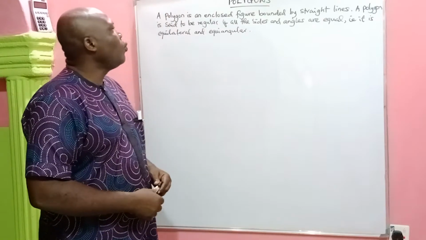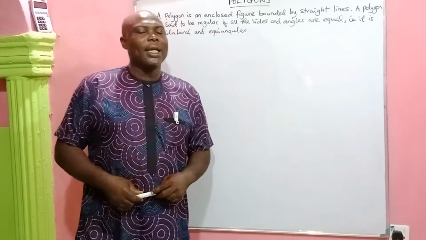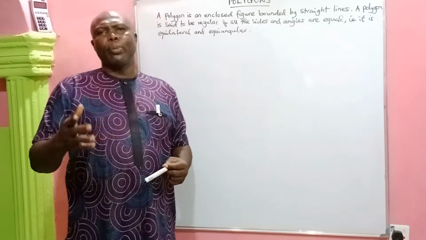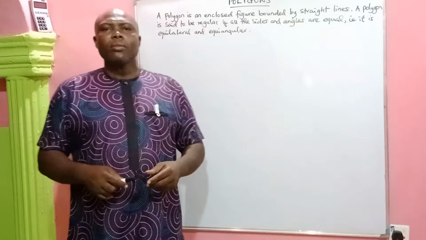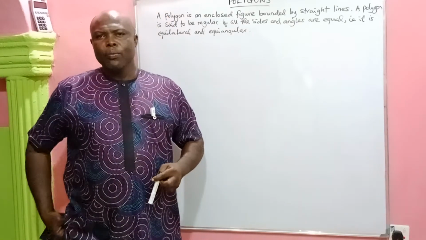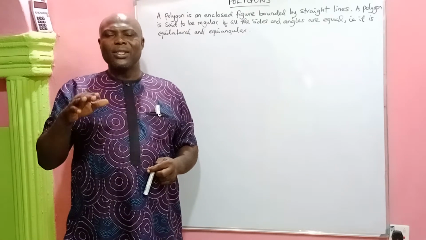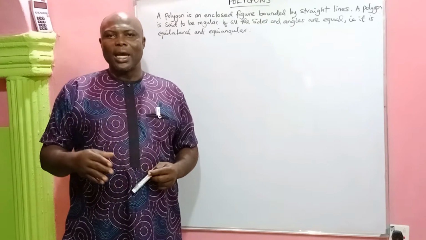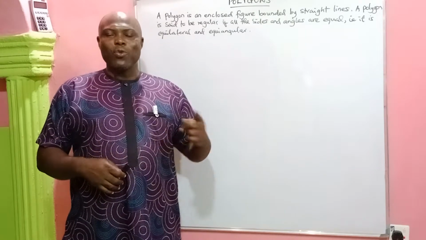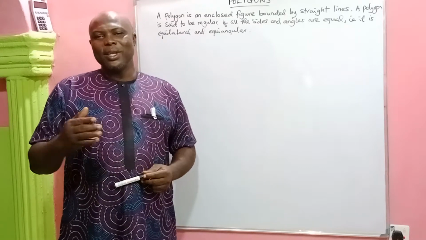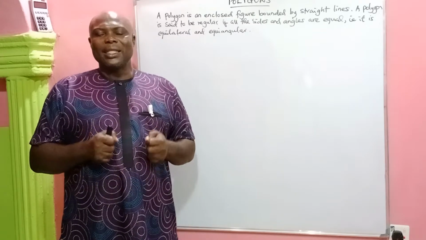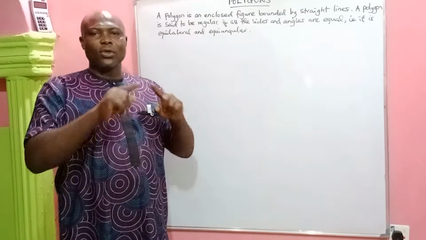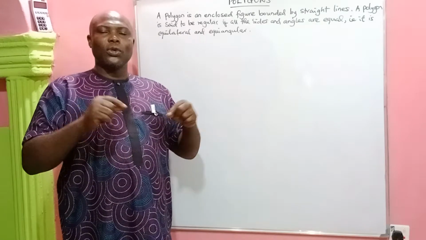Without much ado, we go straight to the polygons. A polygon is an enclosed figure bounded by straight lines. That's what a polygon is. And a polygon is said to be regular if all the sides of the polygon are equal. So a regular polygon is also known as a polygon that is equiangular. Please take note. It means it also has internal angles that are equal. That's what a regular polygon is. Since it has all the sides equal, the internal angles are also equal.